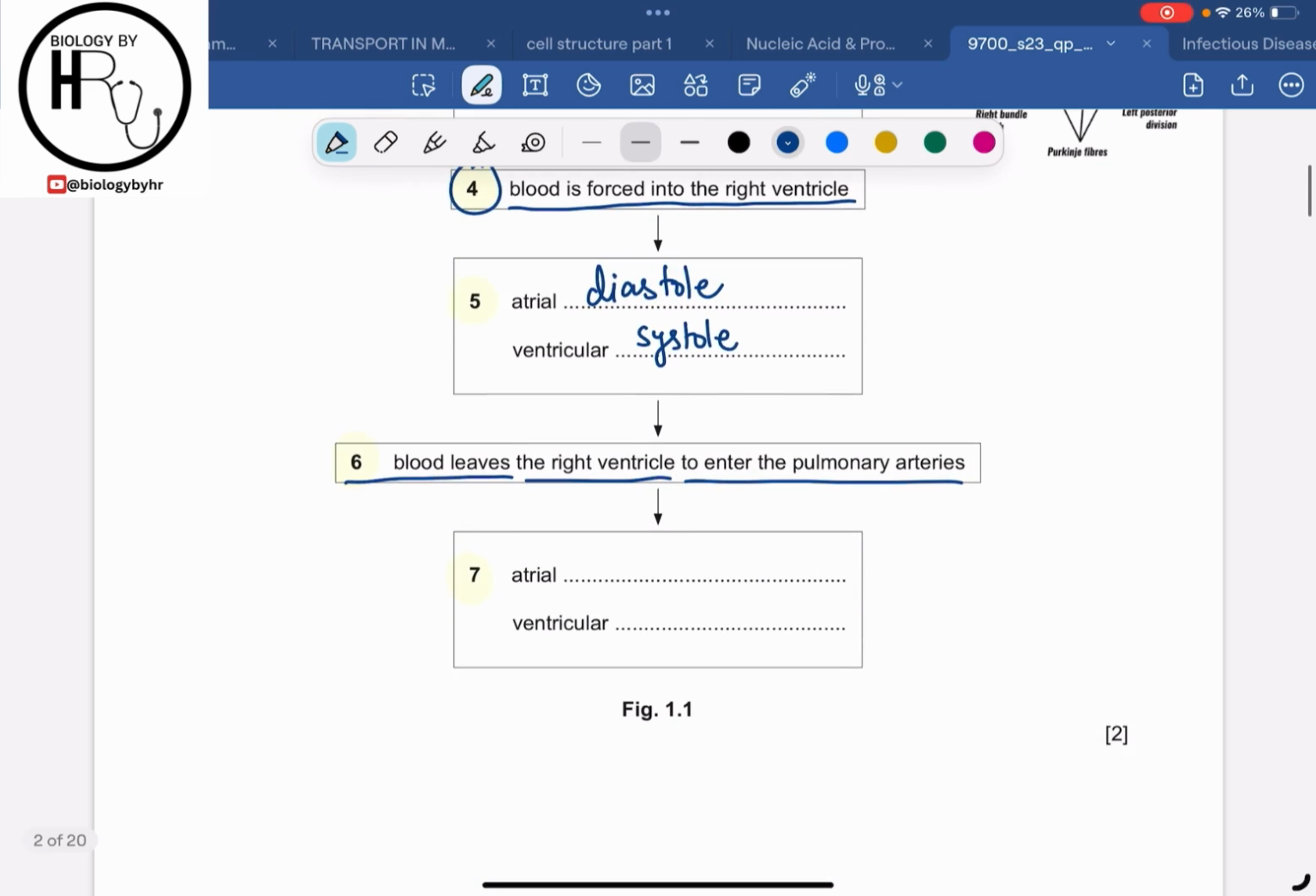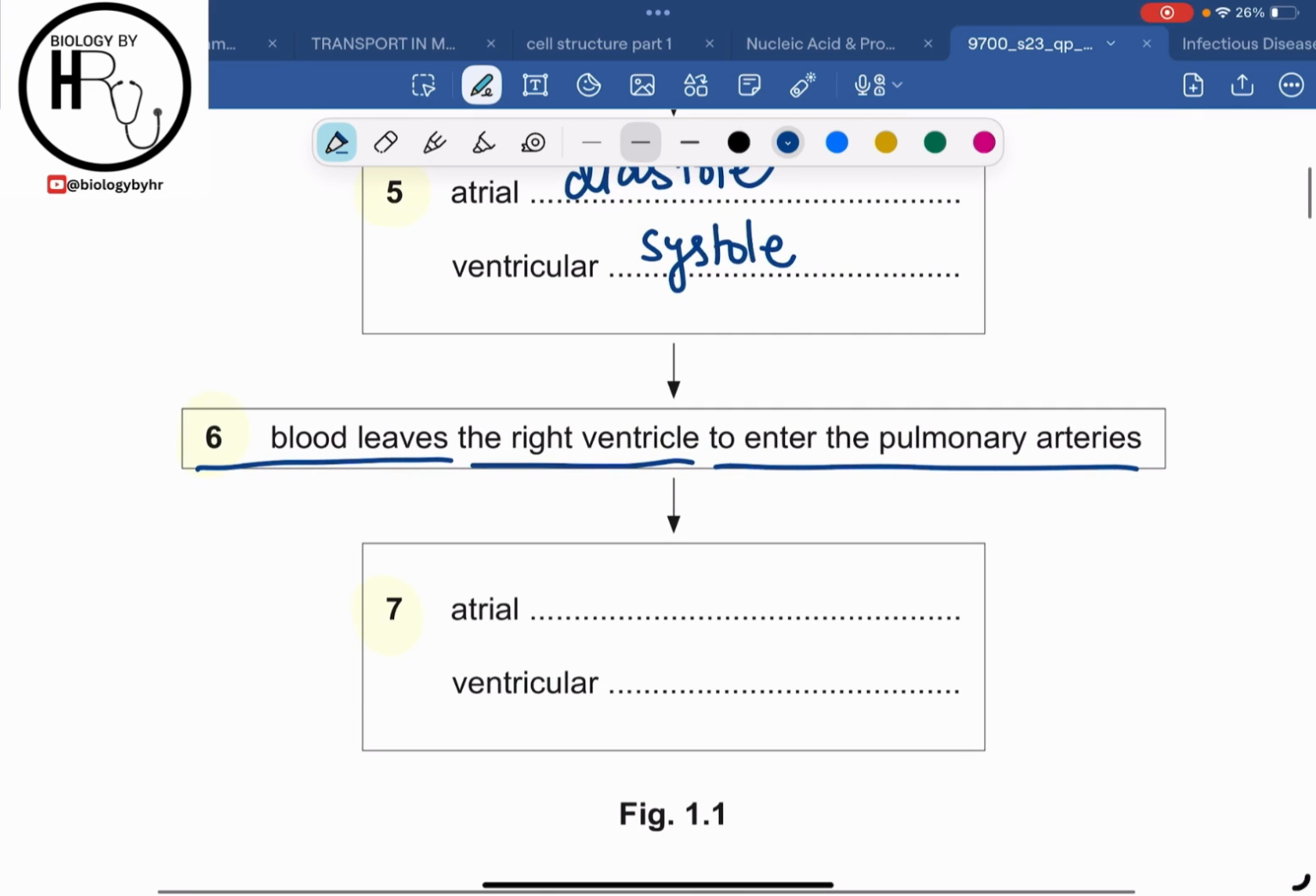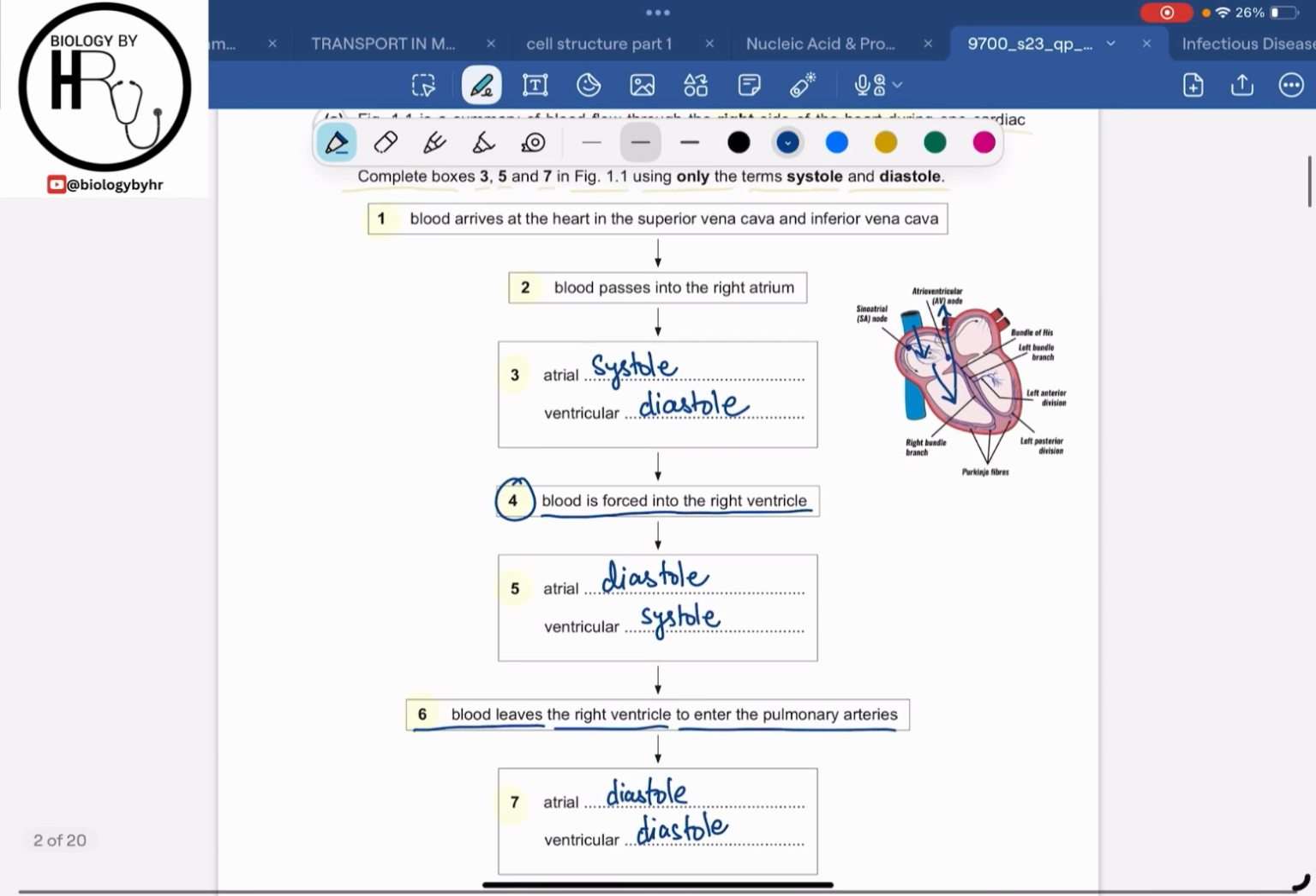Then what will happen is that when the blood leaves the right ventricle and enters the pulmonary artery, finally both the chambers of the heart are going to relax to allow the heart to refill with blood. So we are going to write that atrial and ventricular diastole will happen. The whole heart is going to relax so that the heart is refilled with the blood.